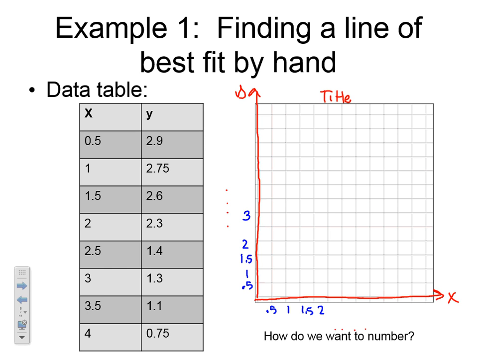2, 2.5, 3, 3.5, 4. Okay, now I've got my graph labeled correctly. Got my x-axis, my y-axis, I got my intervals. Remember, they have to be the same amount when we're labeling our intervals. And now we're going to plot those.